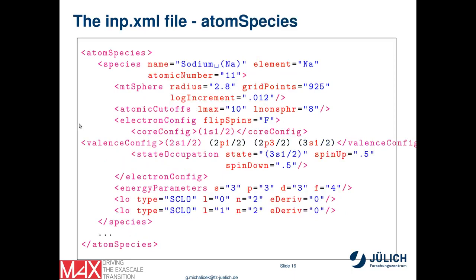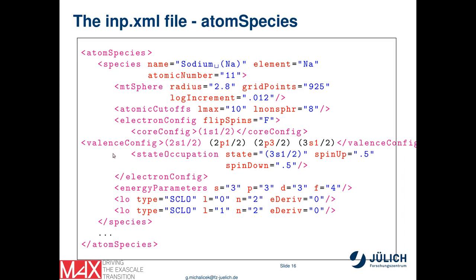So next comes the atom species section. So each species has a name. So in this case it's Na_sodium, and it also has an atomic number, of course. You have definitions for the muffin-tin sphere, including the radius and so on. And you see the atomic cutoffs, like this Lmax cutoff, and also some reduced cutoff for the inclusion of the contributions due to the non-spherical potential in the muffin-tin spheres.